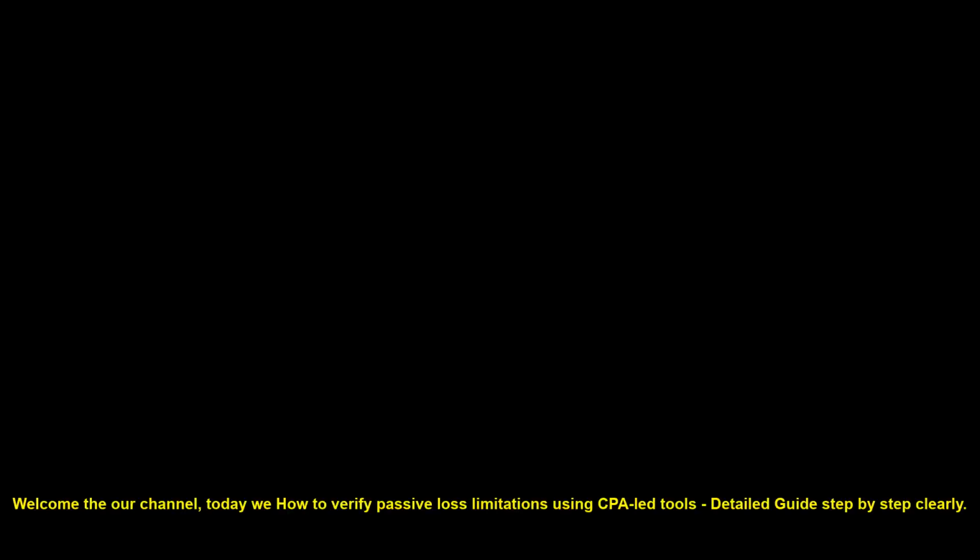Today we show how to verify passive loss limitations using CPA-led tools, with a detailed guide step by step clearly. Begin by understanding the concept of passive loss limitations. Passive losses occur when you invest in activities where you do not materially participate. Recognize that these losses can only offset passive income. Familiarize yourself with IRS guidelines regarding passive activity losses.